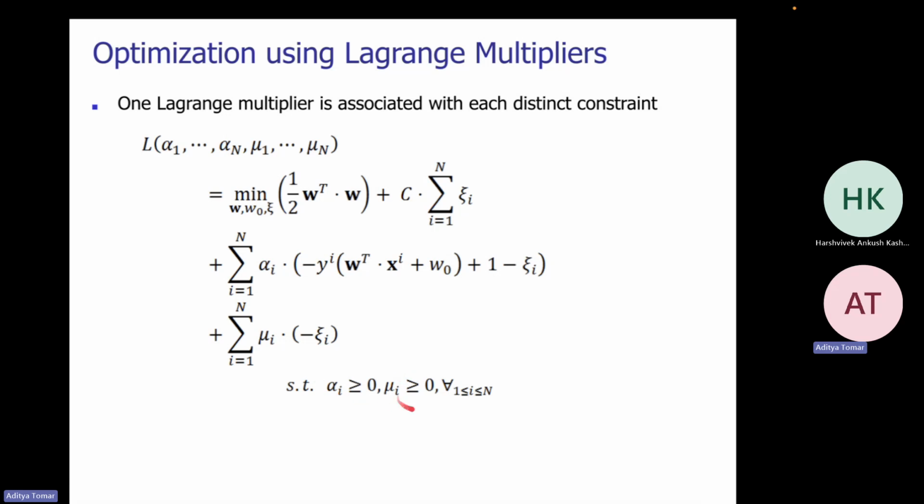So you ignore this second condition, mu i greater than or equal to 0. There is no constraint on beta as we saw here, right? Only the condition is on the alpha. So I will modify the slides before uploading. Okay, so this is now our primal setup.